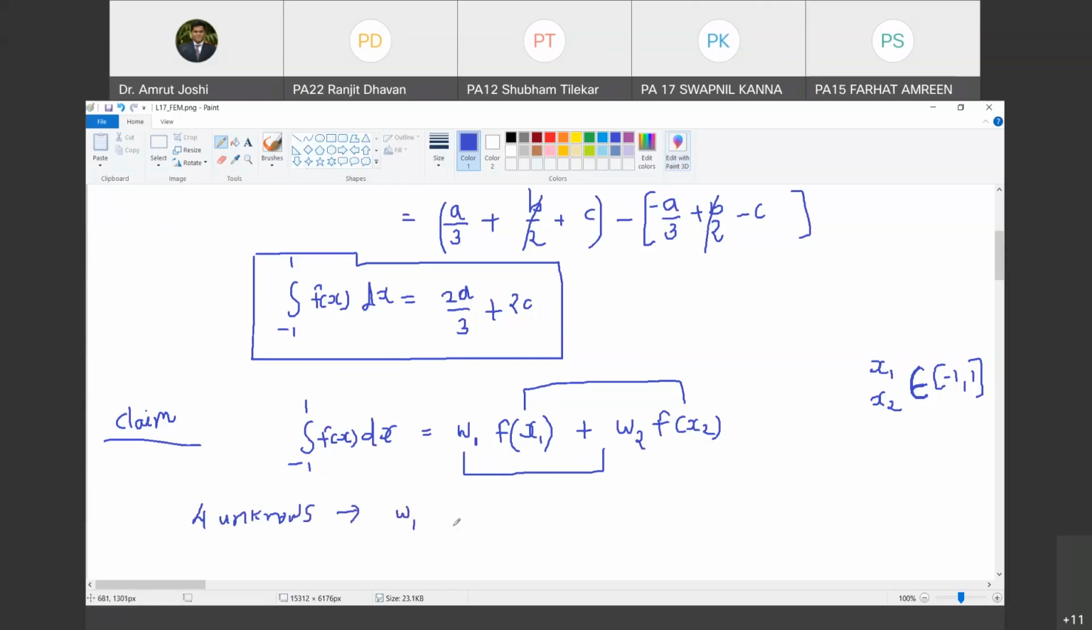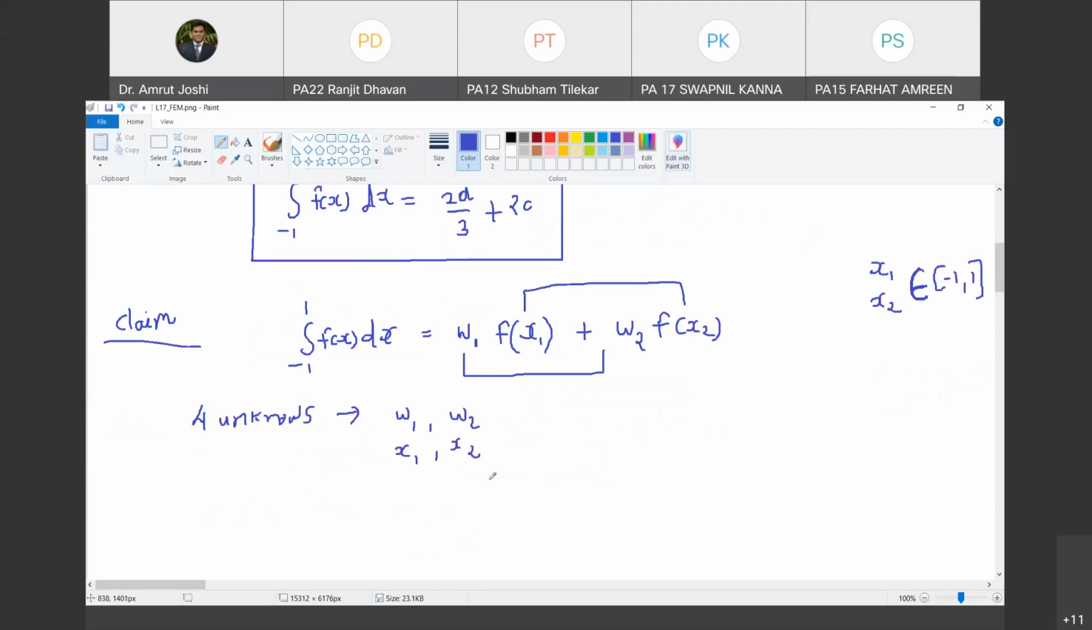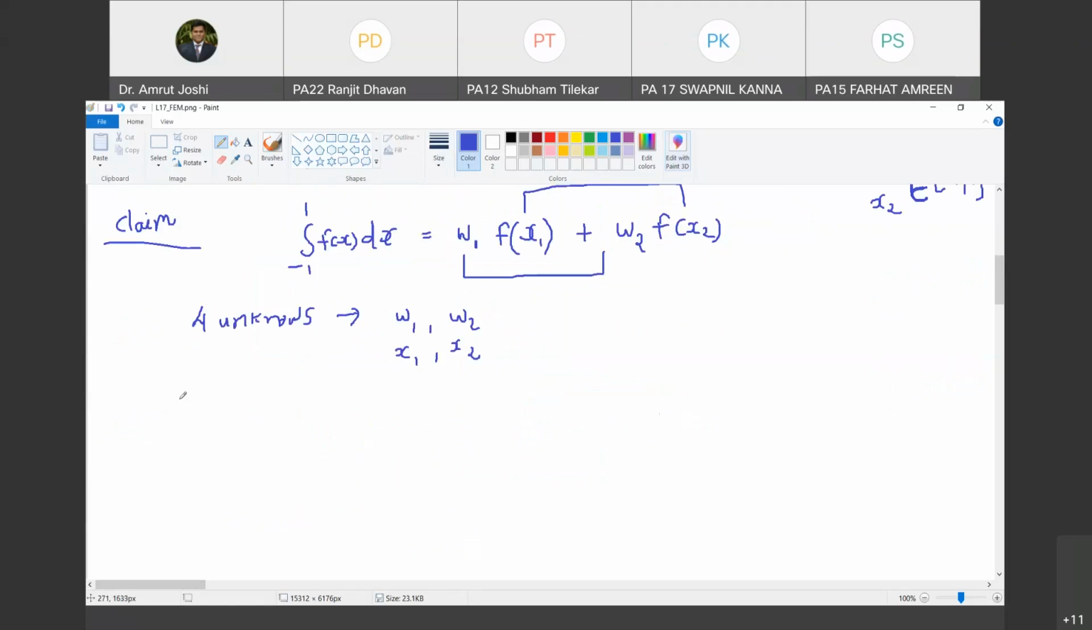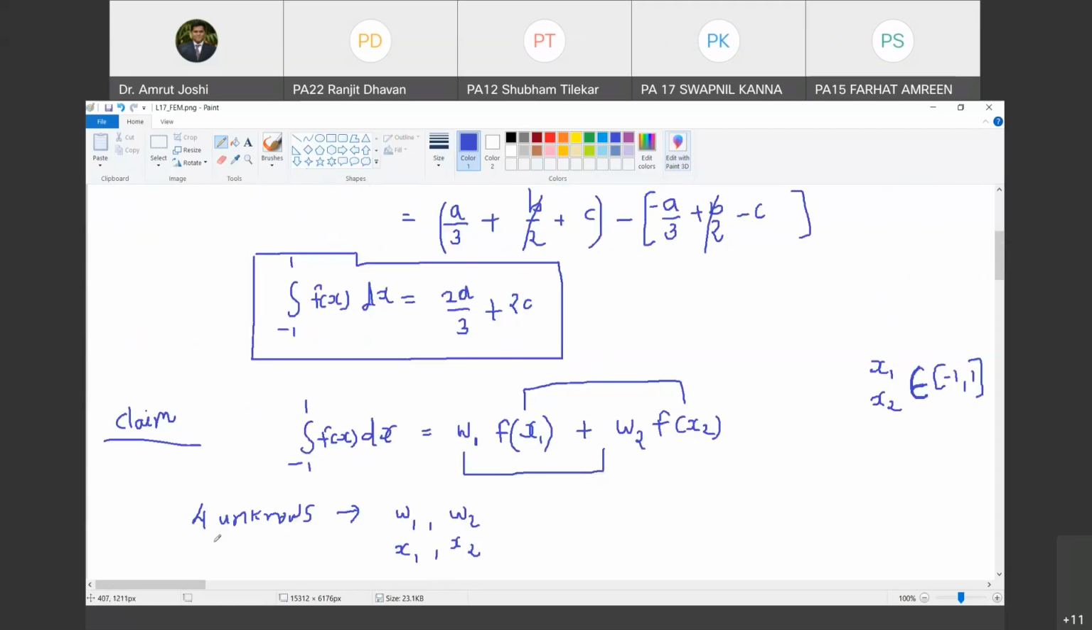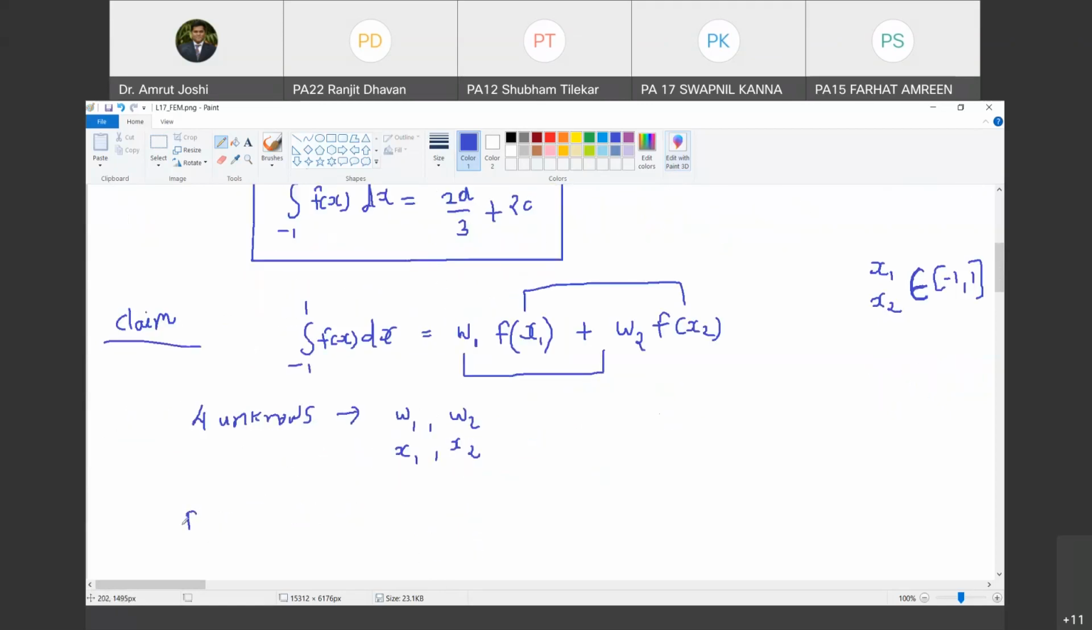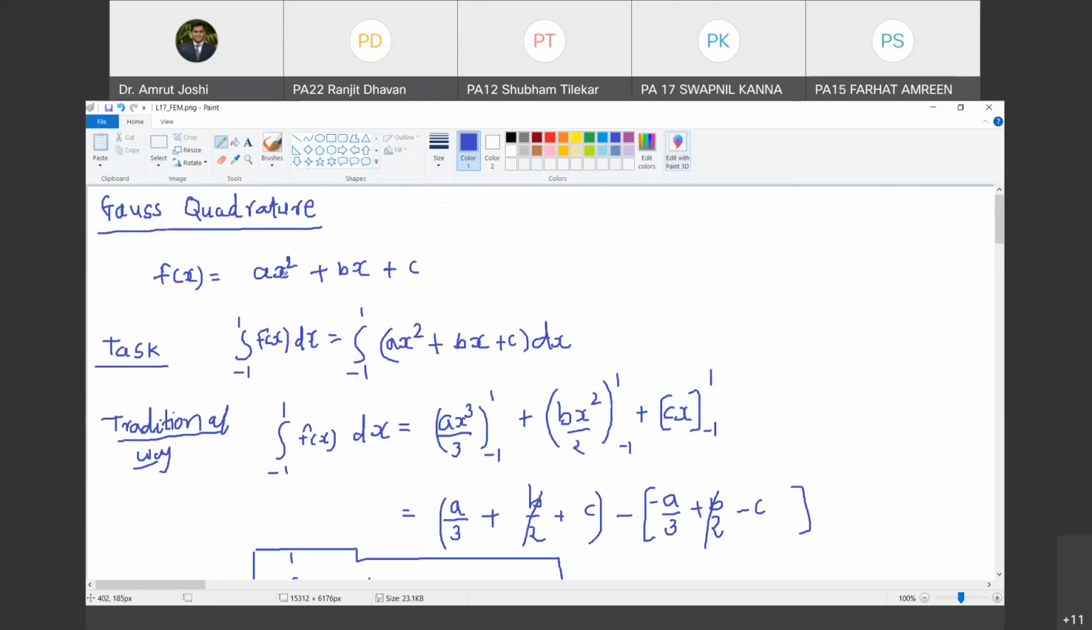Which ones are they? W1, W2. These are the weights associated with X1, X2, and the value of function at X1 and X2. Happy? Okay. How do we go about it? So, chalo. What is the value of f of x1? Can you tell me that? What I have to do? I have to substitute x is equal to x1 here.